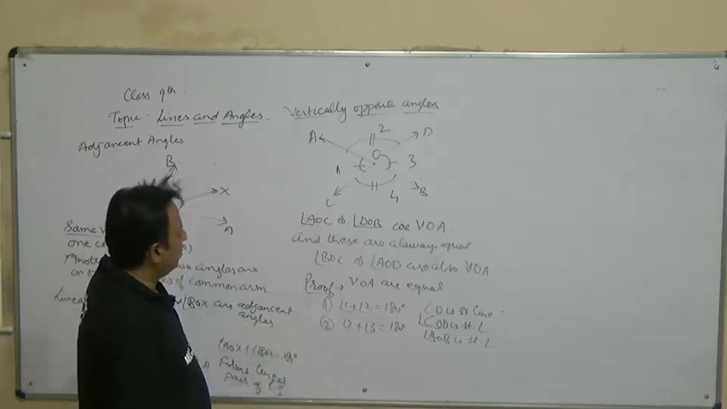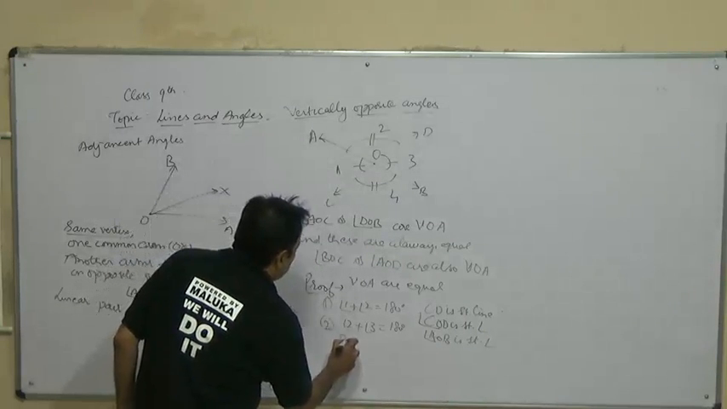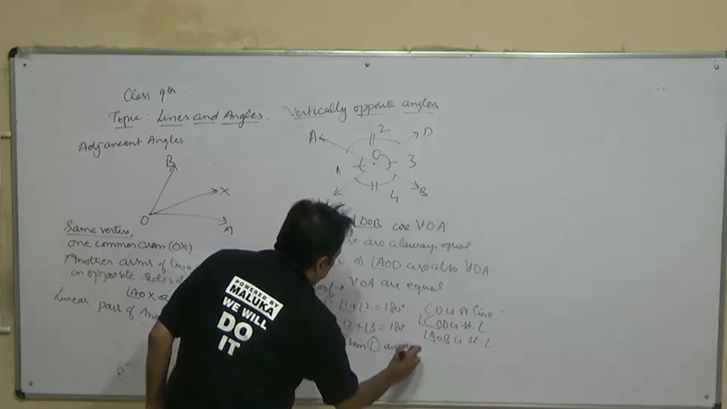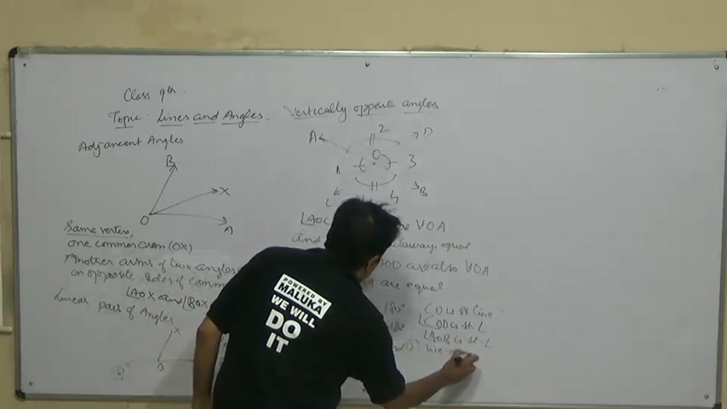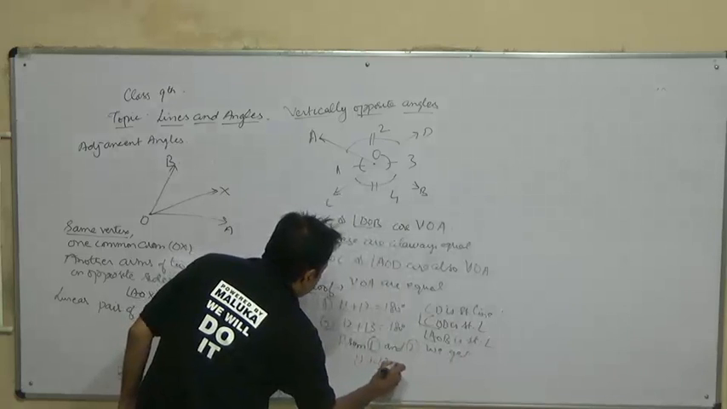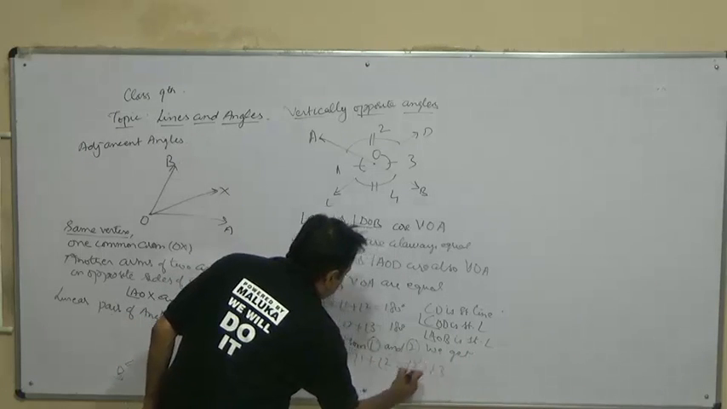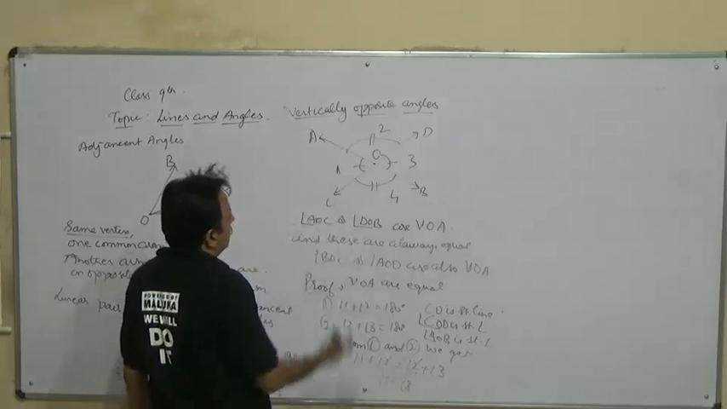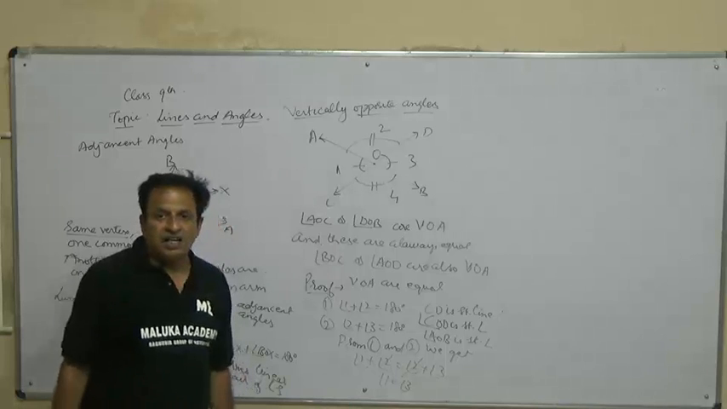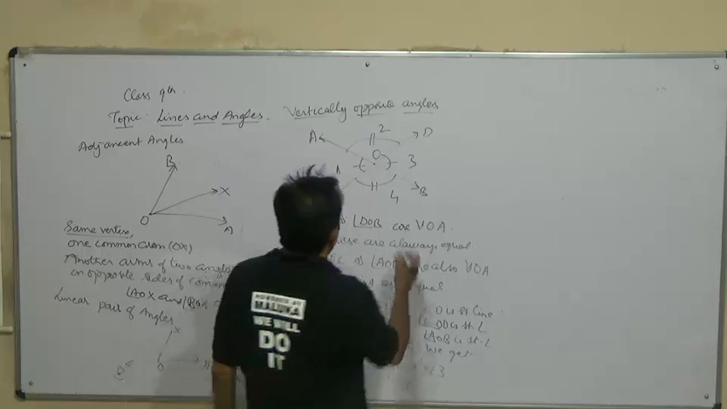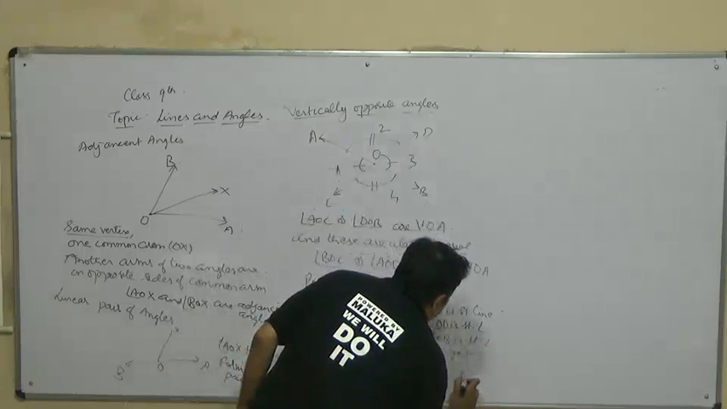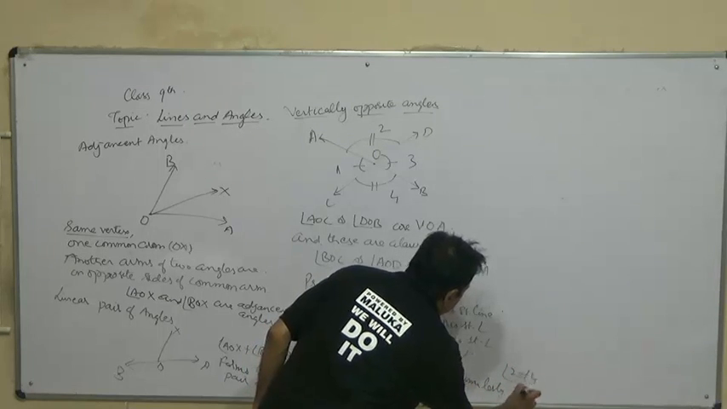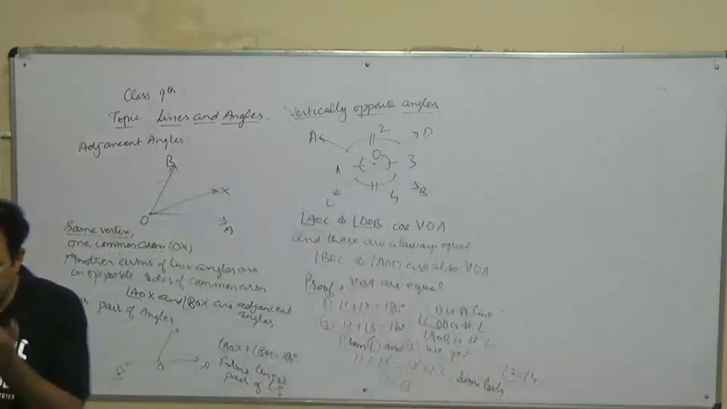Now we can compare from 1 and 2. So what will we get from here? Angle 1 plus angle 2 is equal to angle 2 plus angle 3. So this can be subtracted from both sides. So angle 1 is equal to angle 3. So these are the vertical opposite angles, and these are equal. Similarly we can prove angle 2 is equal to angle 4. These can be set equal.